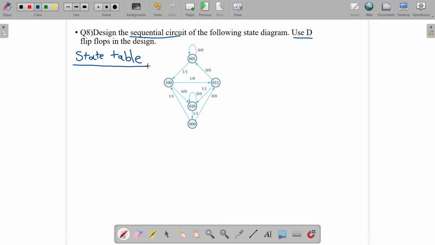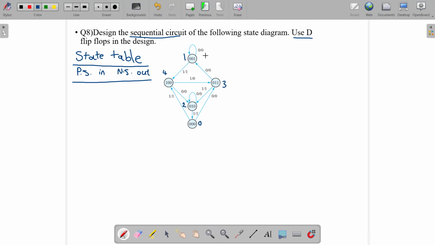So in the state table it means that we need again the present state, we need the input, we need the next state, and we need the output. And we know that using the state diagram we can find all of them. Now if you look at the states, we have 0 1 2 3 and 4. Okay, we have 5 different states.